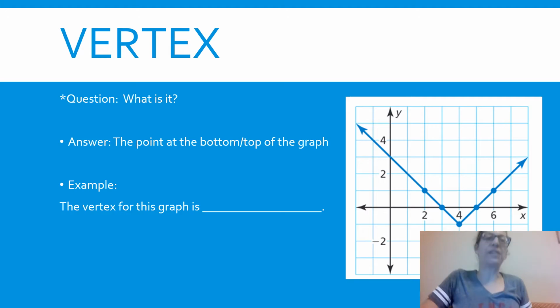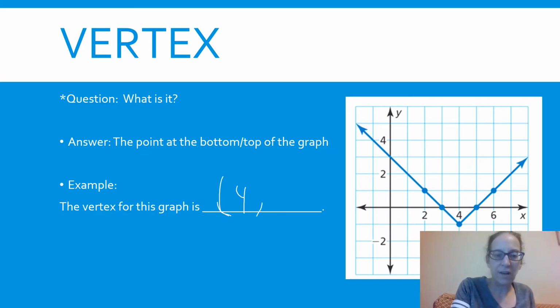All right, so the vertex question, what is the vertex? Answer, it is the point at the bottom or the top of the graph. It is the point where the 2 rays meet. And so if I look at this, we have a ray and we have another ray, and the endpoint of those rays, that is the vertex. It's exactly the same thing that it was in geometry. And so the vertex for this graph is the point 4, -1.